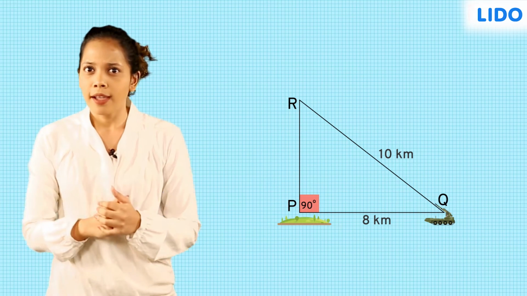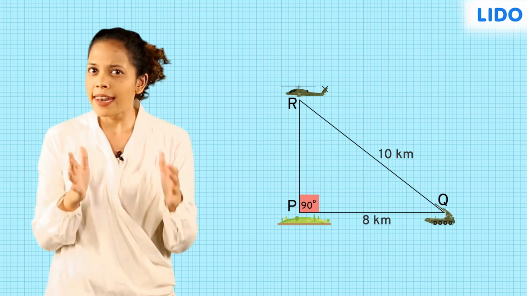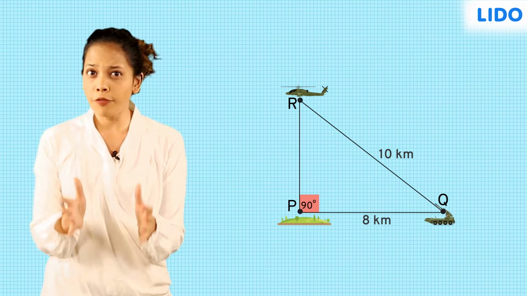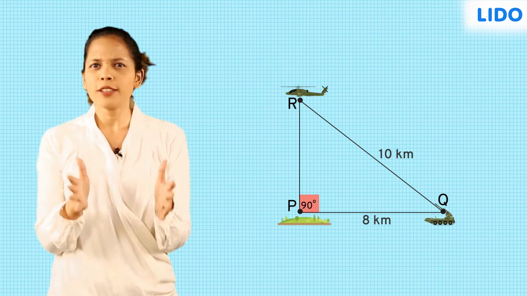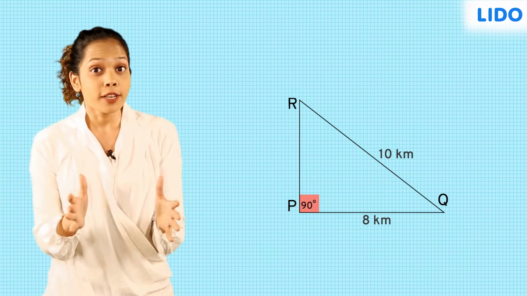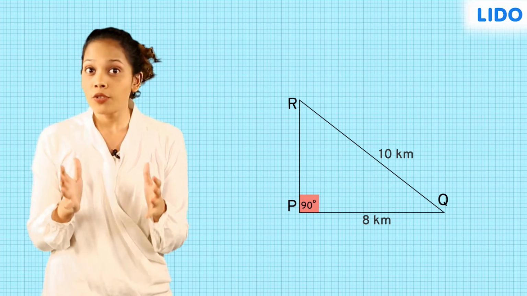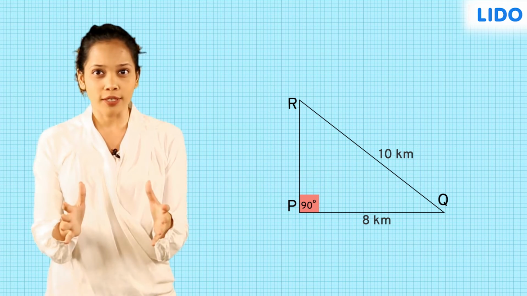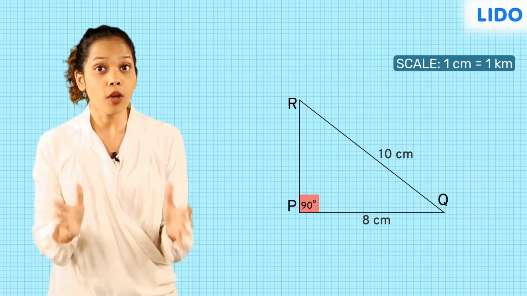Think about it. The Army base, the helicopter, and the missile launcher lie at the 3 vertices of a right-angled triangle, of which we know the hypotenuse and one side. Let's put our construction skills to good use, shall we? We first make a rough diagram to use as our reference to recall the steps to construct this triangle. For our construction, let's use the scale 1 centimeter equals 1 kilometer.